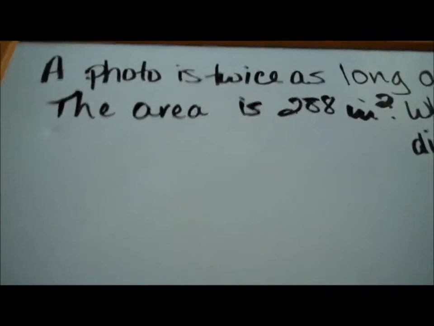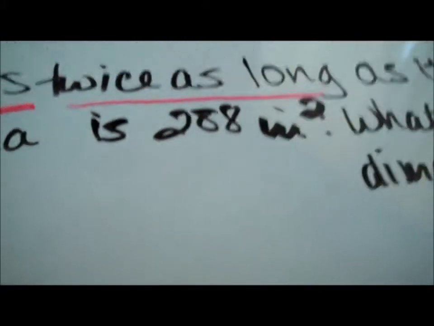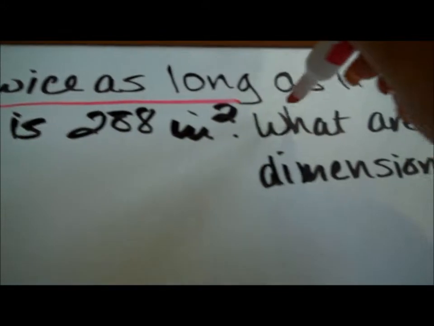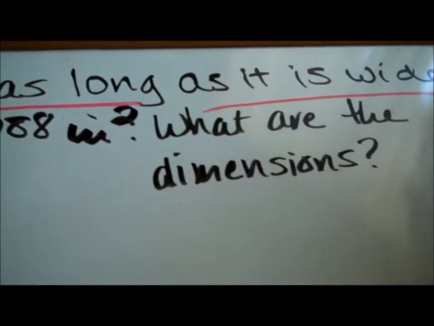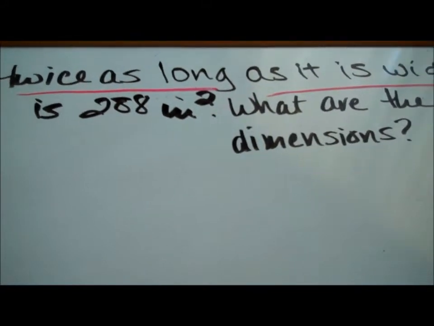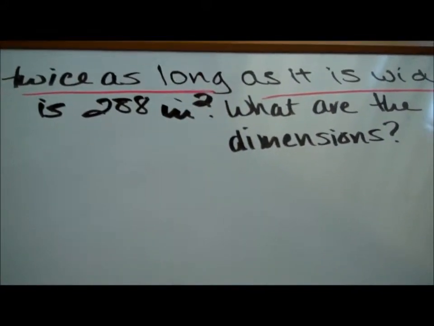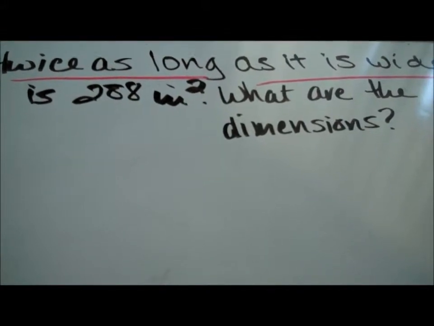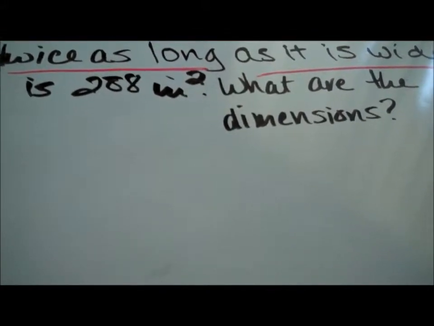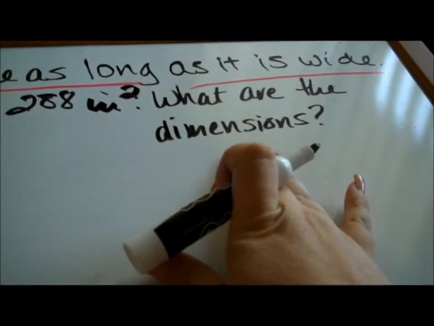So in the beginning it says a photo is, again, meaning equal, twice as long as it is wide. Okay, so what does that mean? Again, for all of these problems you need to have your four-step process, which means you need to identify the variable, set up the equation, work it out, and then give me an answer. Okay, so the question says what are the dimensions?